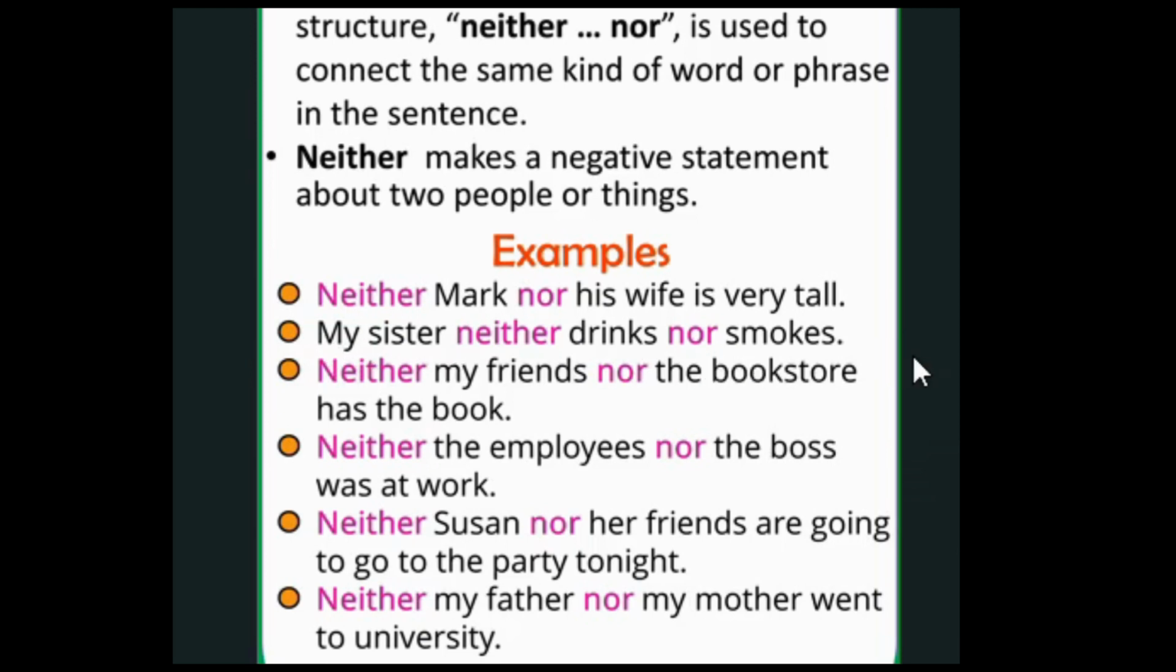My sister neither drinks nor smokes. This person's sister doesn't drink and doesn't smoke. So she doesn't have these bad habits. Both are habits, drinking or smoking. My sister neither drinks nor smokes. She doesn't do these bad habits, drinking alcohol or smoking. That is what it means.